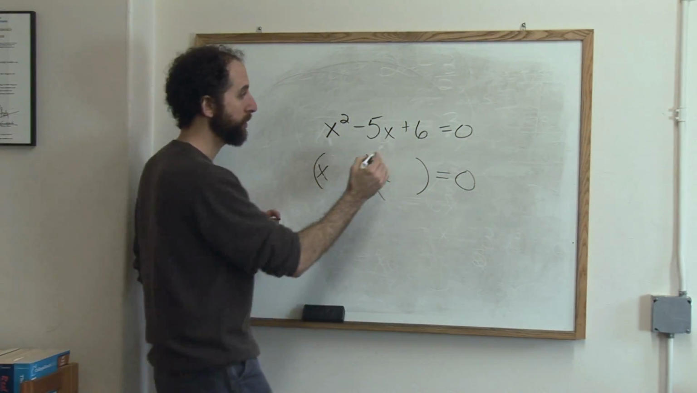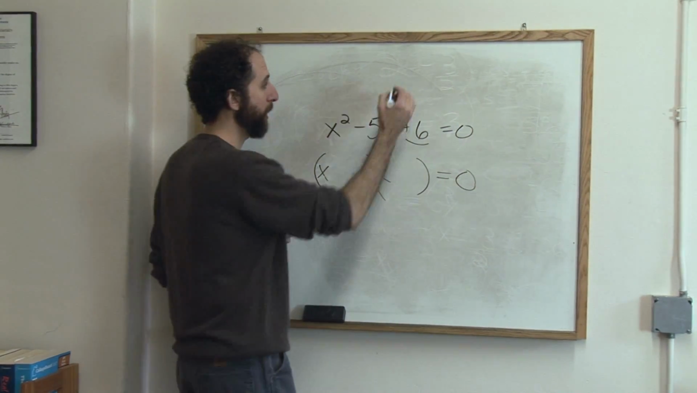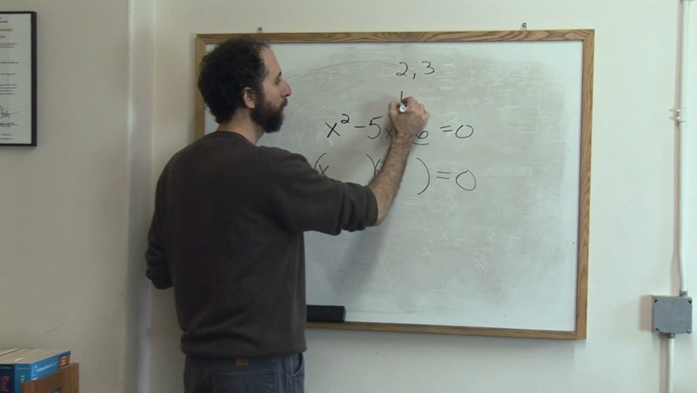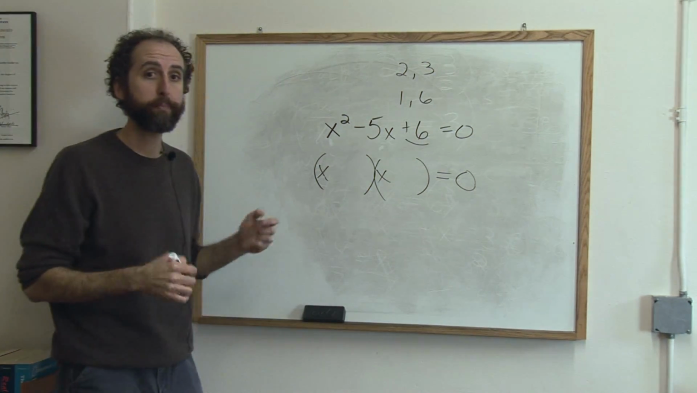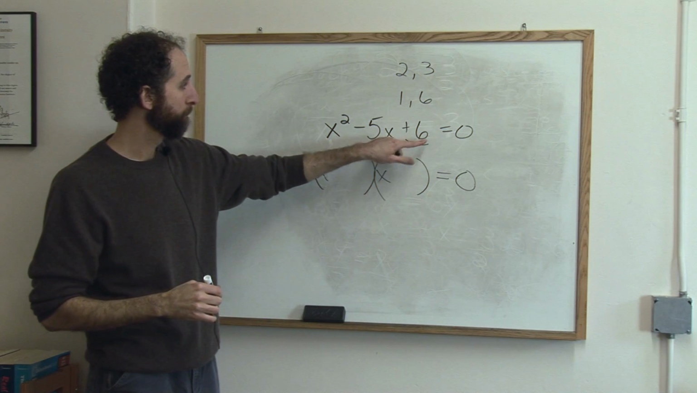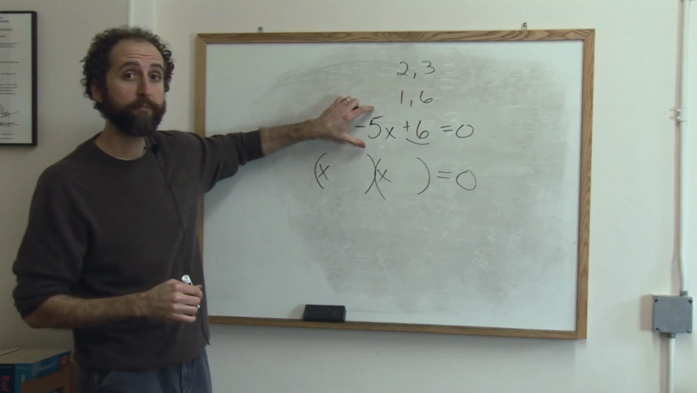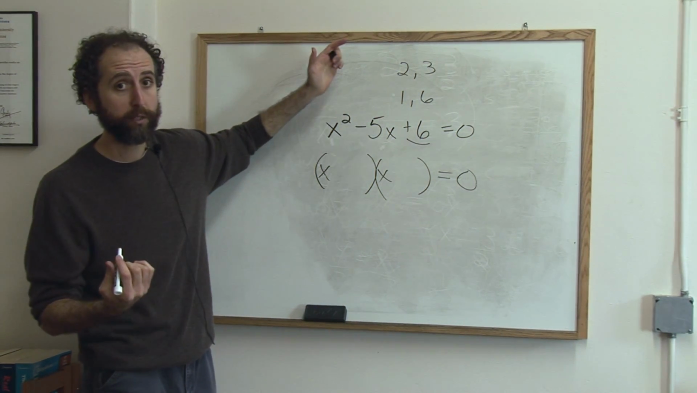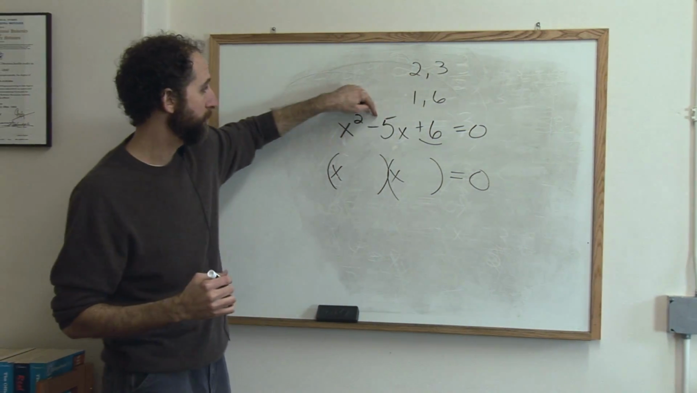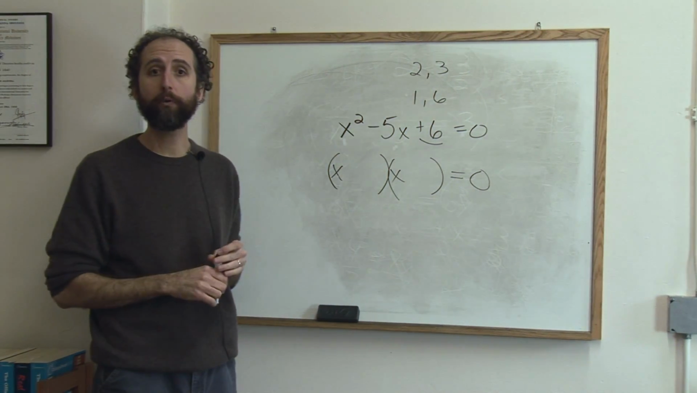Now we want two numbers that are going to multiply to be 6. Here's my options, 2 and 3, or 1 and 6. Either of those pairs of numbers multiply to be 6. I need the one that could also add up to be 5, or subtract to be 5. Actually, 2 plus 3 is 5, 6 minus 1 is 5. Looks like either one could work.